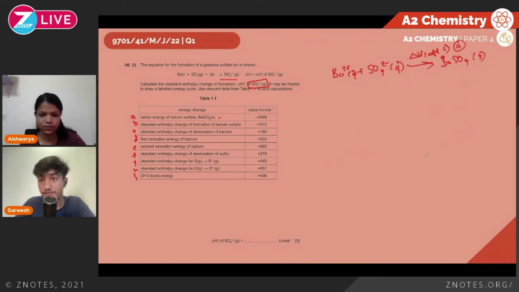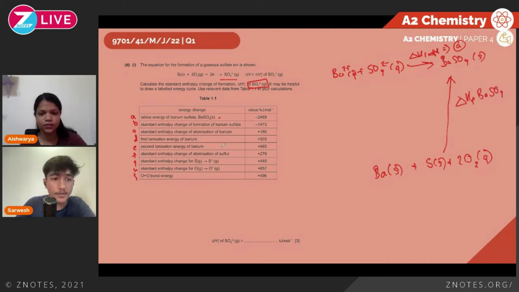Meanwhile, you can also form that from the elements in their standard states, like this, and this would be the enthalpy change of formation of barium sulfate, which is given as the enthalpy change B. But you can also go this route over here using Hess's law. So let's see how you can form those.